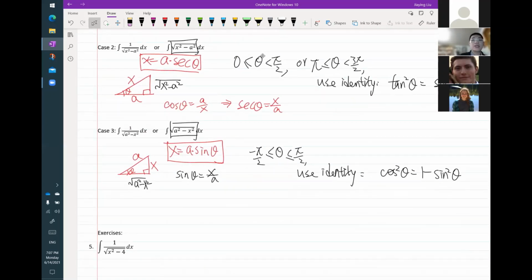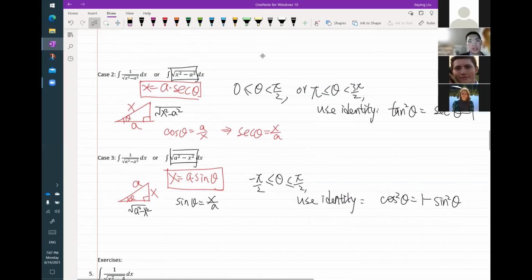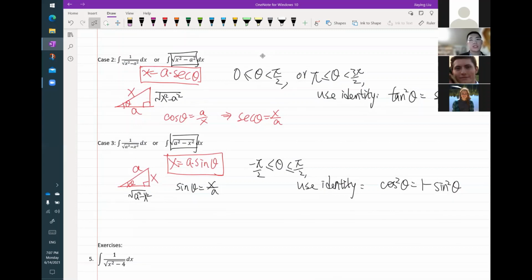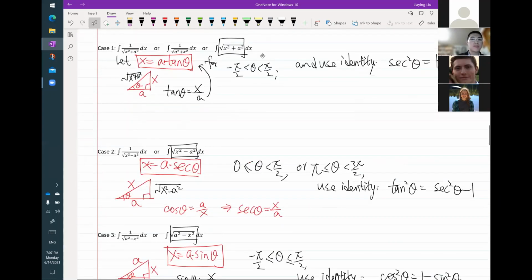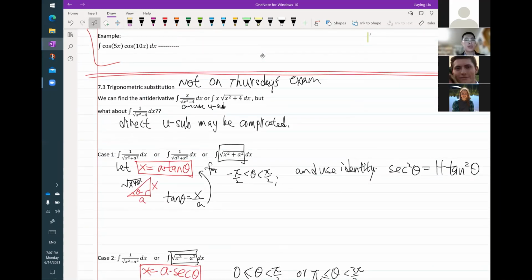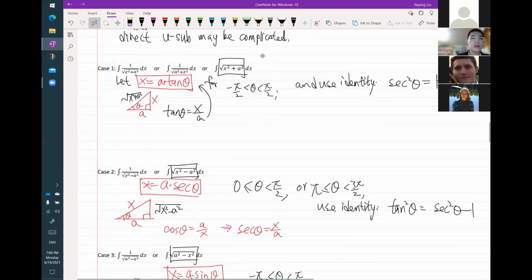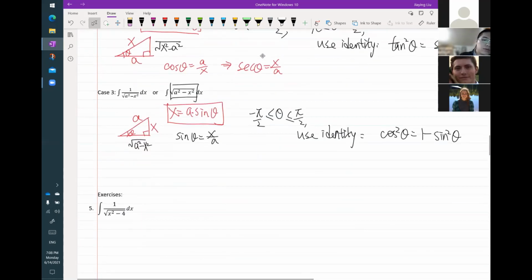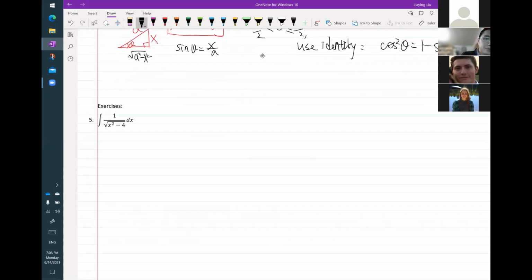But anyway, let me use some examples to make sense of those cases. Like, why do we even try this kind of substitution? What's the benefit of it? So the first example is the example that we didn't finish. If we have the integral of 1 over the square root of x squared minus 4 dx, how do we find the integral there? So let me take this example.